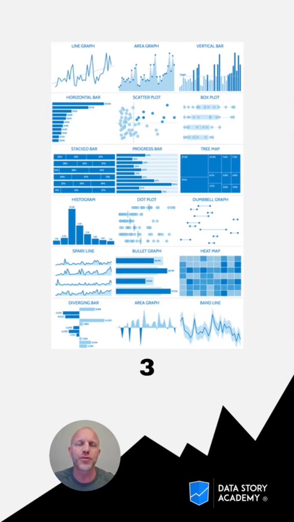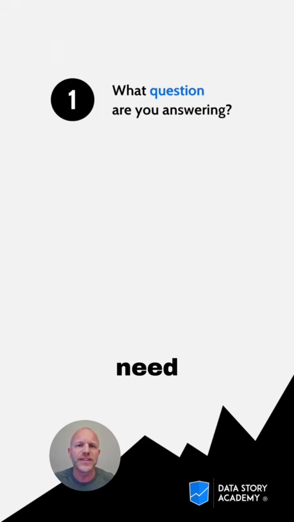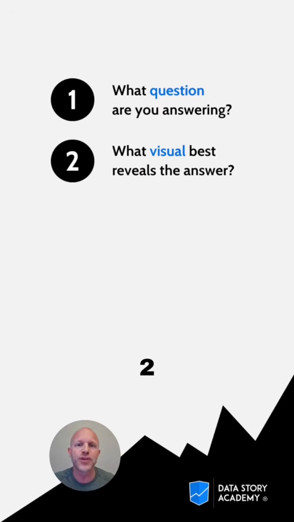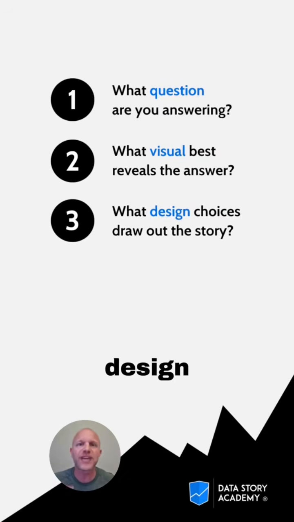It starts with 3 simple steps. First of all, you need to ask what question you're answering with the data. What business question are you trying to answer with the data? That is the foundation for any visual choice that we make. Then, number 2, once we know that question, what visual is the very best to answer that question? We want to think about quick cognitive insight revealed visually. And then step number 3, we need to make design choices with that visual to draw out the story.